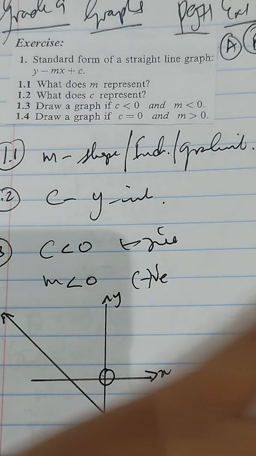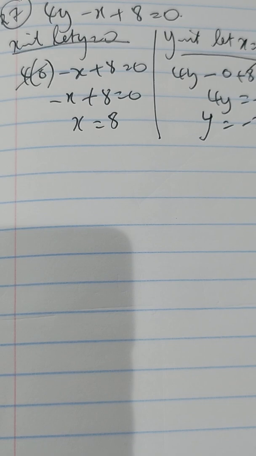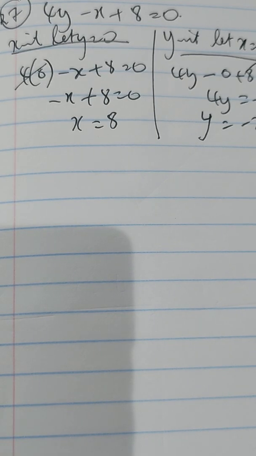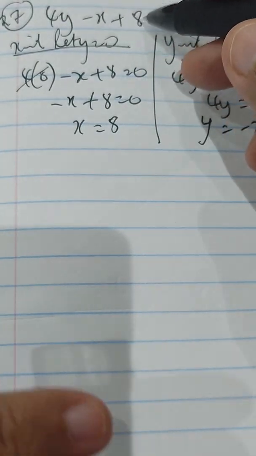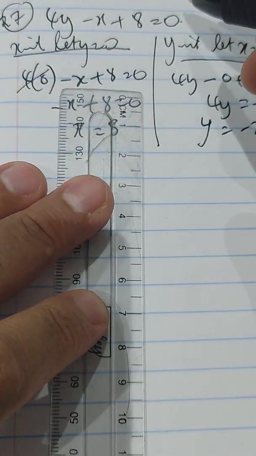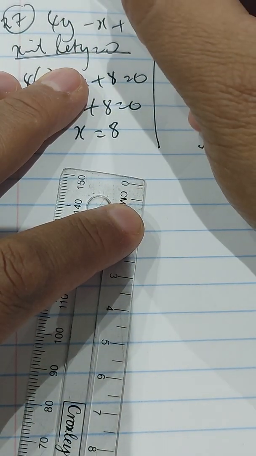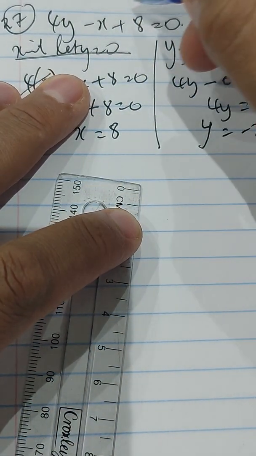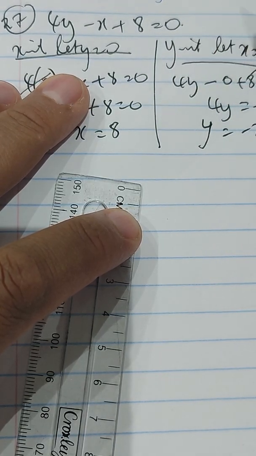Okay, good morning. So today we're looking at the second part of this video. We were still sketching the graph of 4y minus x plus 8. This is number 2.7. We could have made y the subject of the formula here by taking the x and 8 over. It becomes x minus 8.